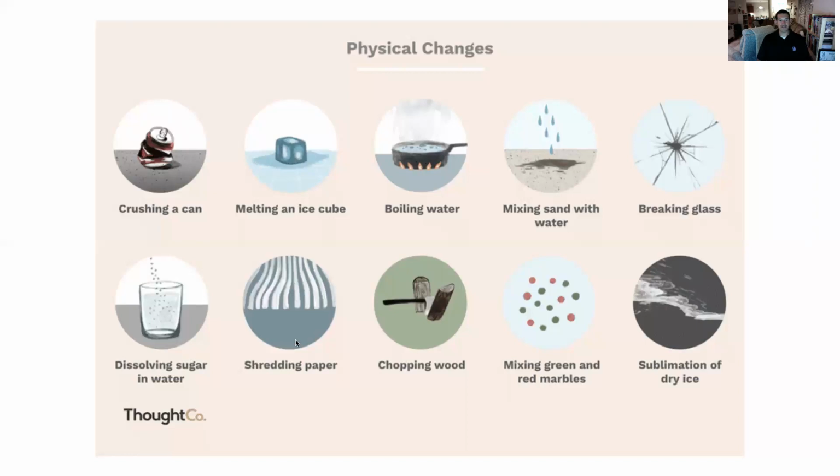The same thing with like the shredding the paper. Dissolving the sugar in water. We can boil that and the water will come out and the sugar will stay behind. All right, so we can undo physical changes by ordinary means without having to do a chemical reaction.